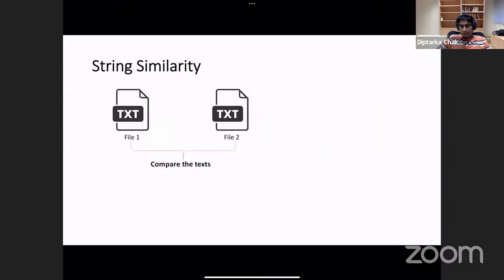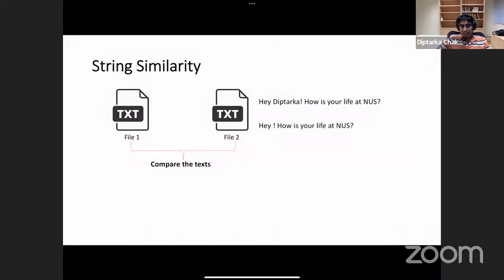For example, let's now consider these two pieces of text. Suppose somebody asks me, hey, Deeptarka, how is your life at NUS? And then maybe somebody else asks me, hey, how is your life at NUS? It looks like these two texts are very similar, but if you compute the Hamming distance, like coordinate-wise dissimilarity, then you will see that for a large chunk of this text, they are dissimilar.